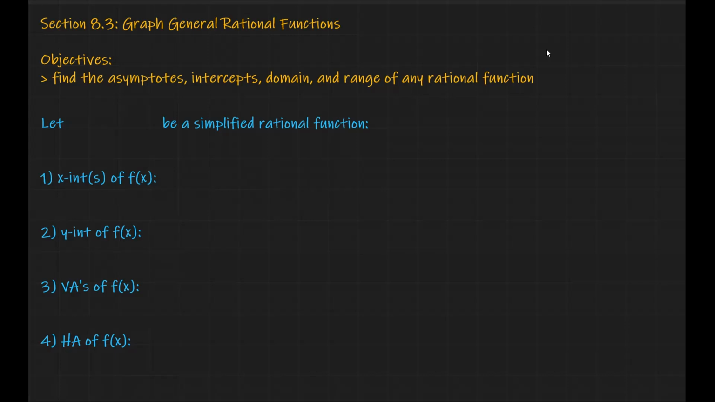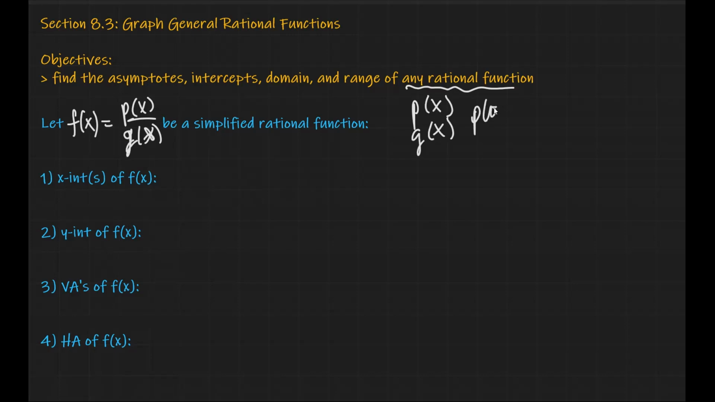So let's just start with a generic rational function, that way we can talk about all the different pieces, because our objective is to find asymptotes, intercepts, domain, and range of any rational function. So let's start with, let f of x equal p of x divided by q of x, be a simplified rational function where p of x and q of x, same conditions, they're polynomials.